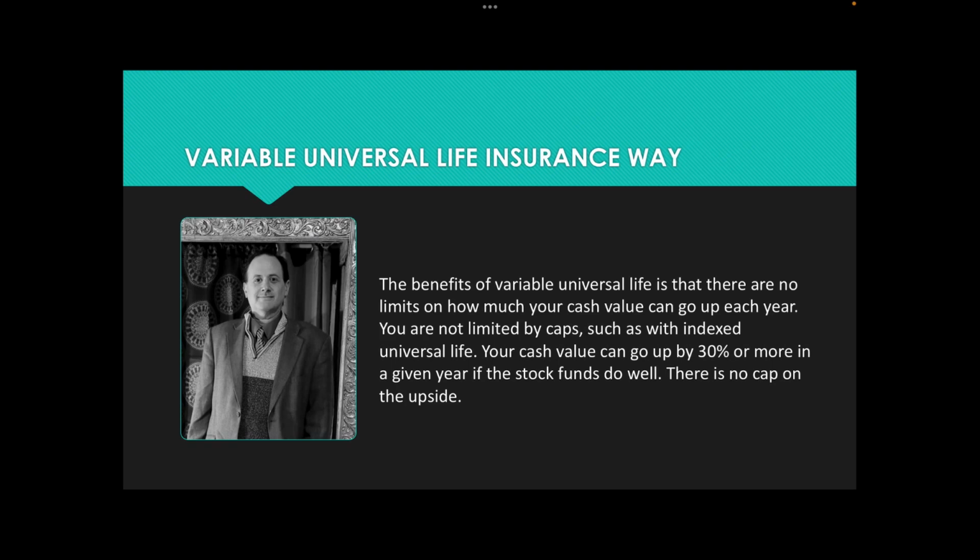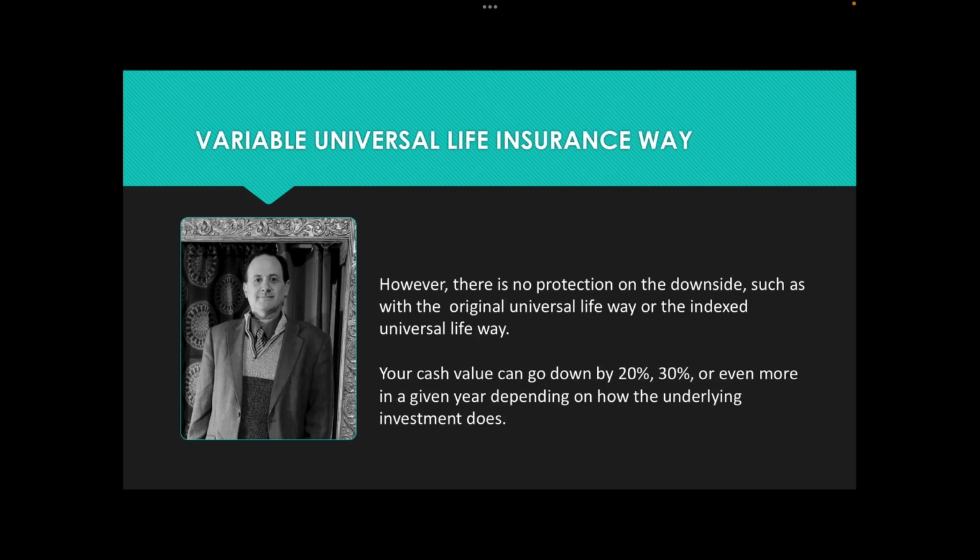The benefits of variable universal life is that there are no limits on how much your cash value can go up each year. You are not limited by caps, such as with indexed universal life. Your cash value can go up by 30% or more in a given year if the stock funds do well. There is no cap on the upside. However, there is no protection on the downside, such as with the Original Universal Life Way or the Indexed Universal Life Way. Your cash value can go down by 20%, 30%, or even more in a given year, depending on how the underlying investment does.